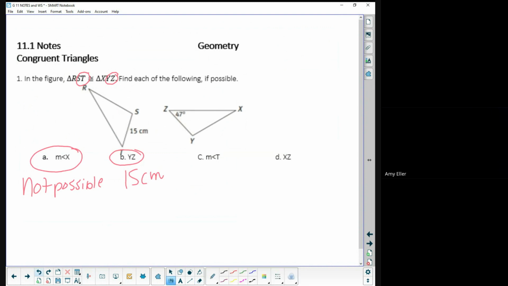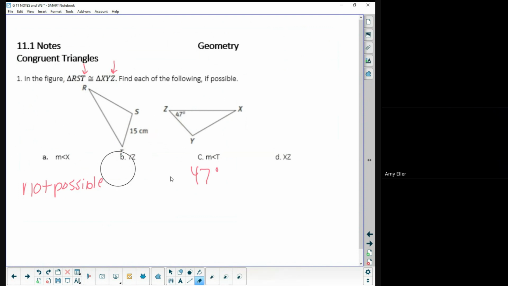The next one, the measure of angle T. Here's angle T. We don't know how big it is. But we do know, according to this congruent statement, angle T, last letter, has to match or be congruent to angle Z. Those match. So even though T wasn't listed, we know it's the same as angle Z, so 47 degrees. This statement up here is used for all of these questions. We're not trying to look at the picture too much and guess. Let's look at the next one.